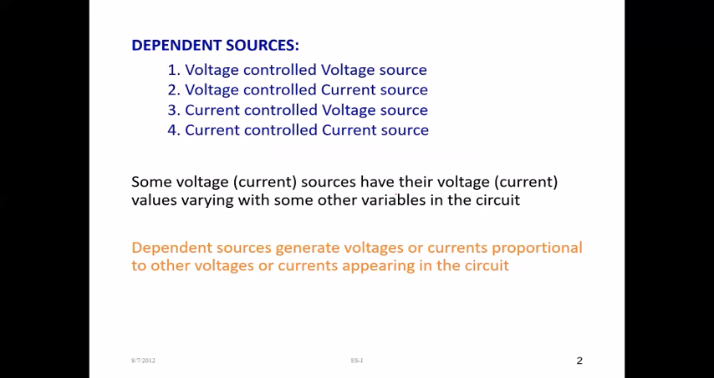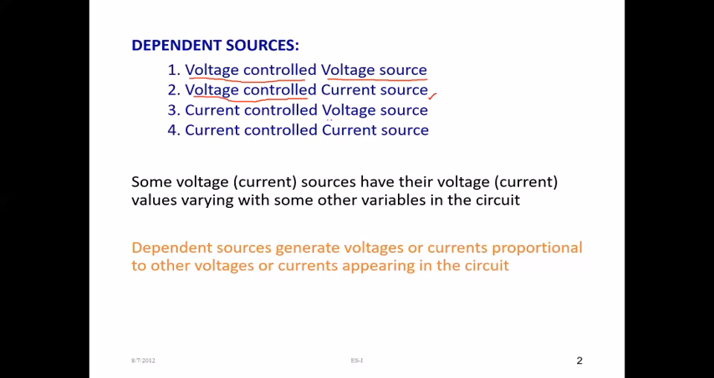There are four possible dependent sources, or controlled sources. The first one is a voltage source, but the voltage across the source depends upon the voltage across some other branch. Second is the voltage controlled current source. It is a current source, and the current given by the particular source depends upon the voltage across some other branch. Then it is called a voltage dependent current source or voltage controlled current source.